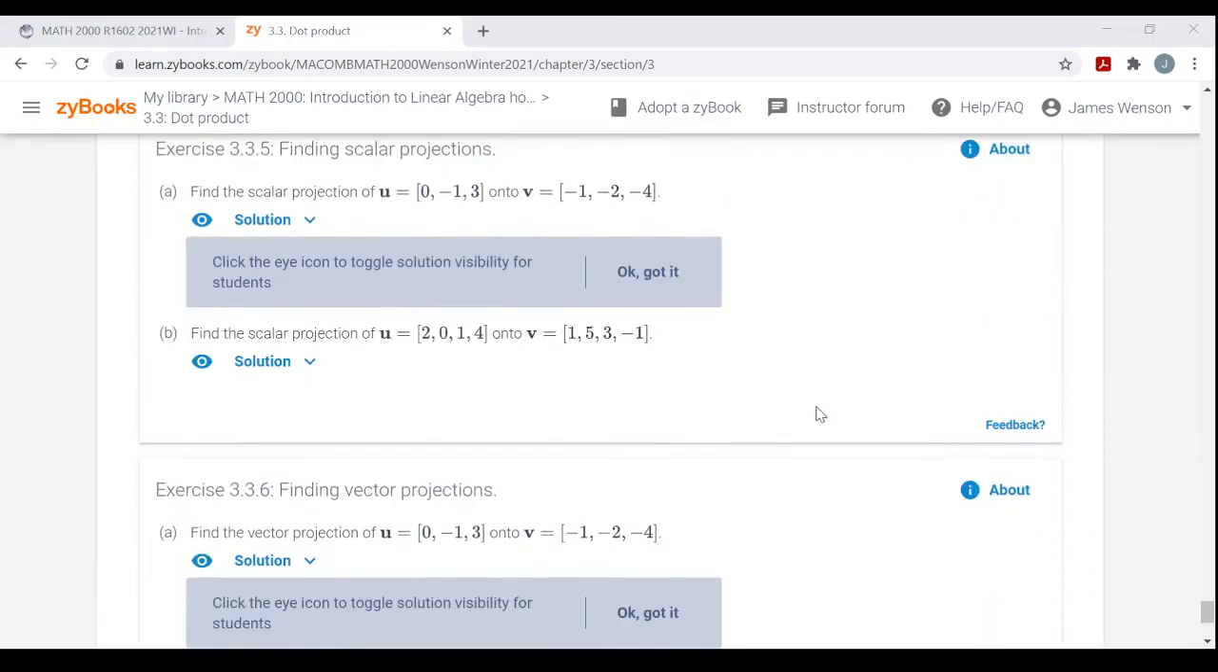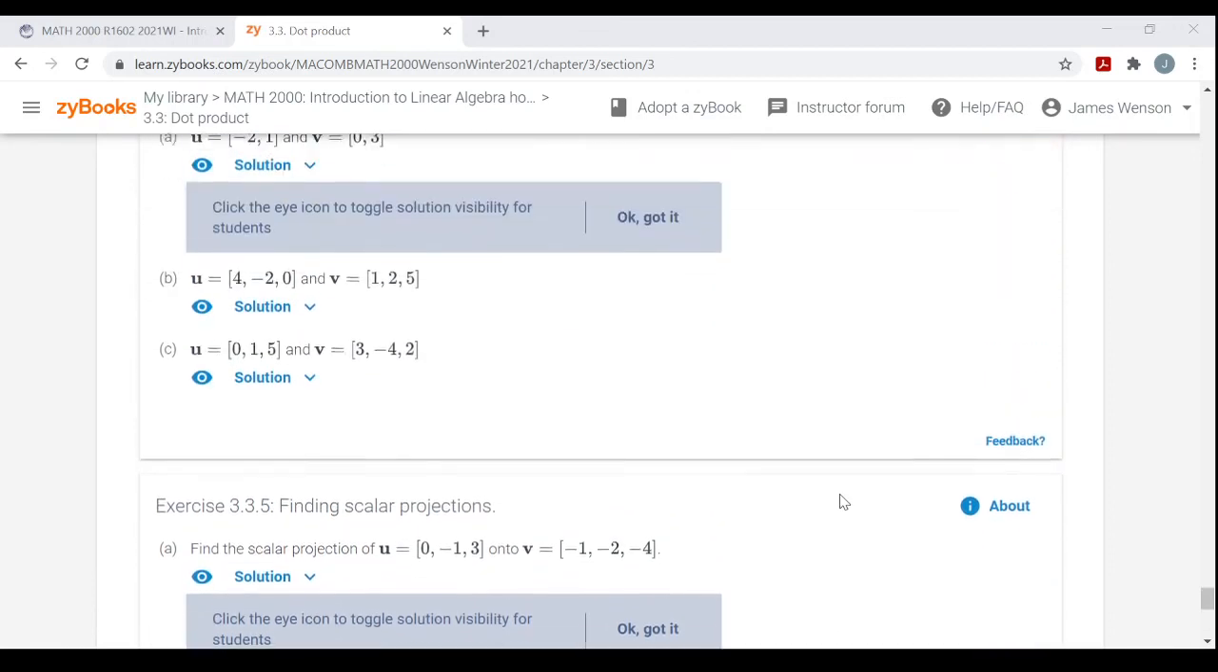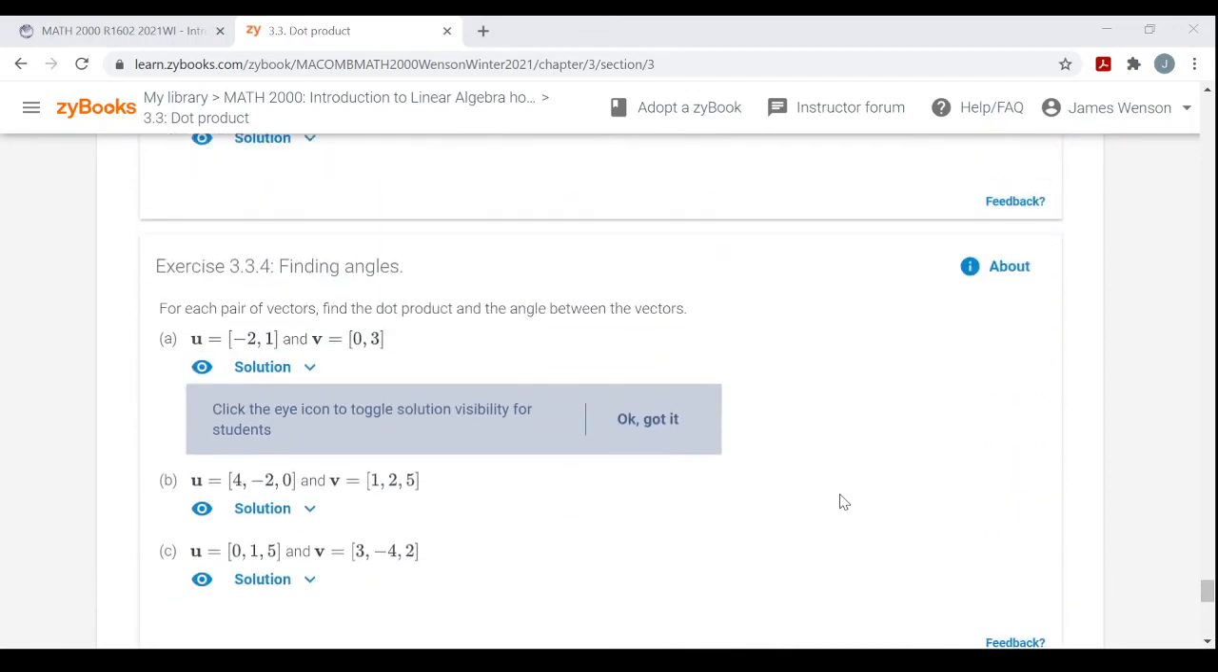All right, so that's it for chapter 3, really. See at the bottom here, we're going into chapter 4 on things called determinants of matrices. This is it for the introduction to vectors and some operations on vectors. We'll spend lots of time talking about vectors in later chapters.